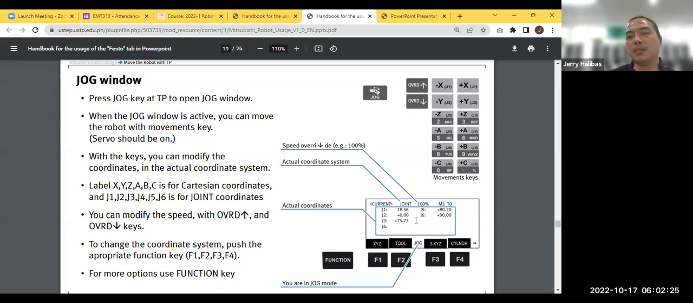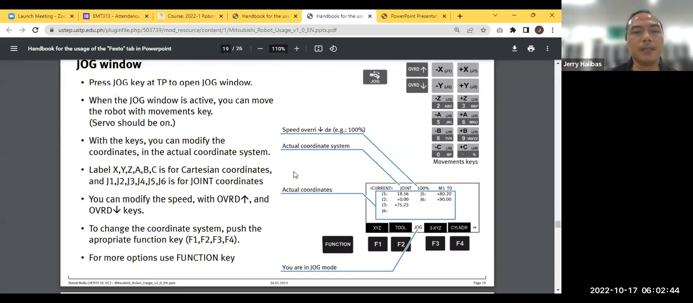But take note, we only jog in joint. We jog the joint. We don't jog in XYZ because it will give an error. Then we can perform the speed override starting from 3% up to 50% only. We won't use 100 because the last time it gave an error at 100.